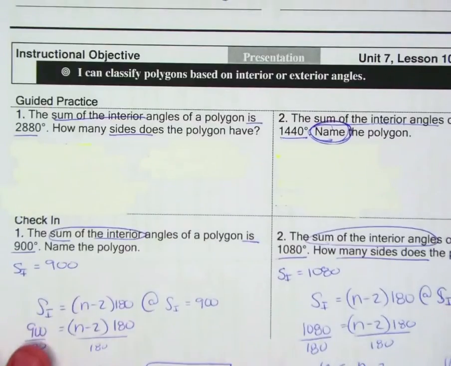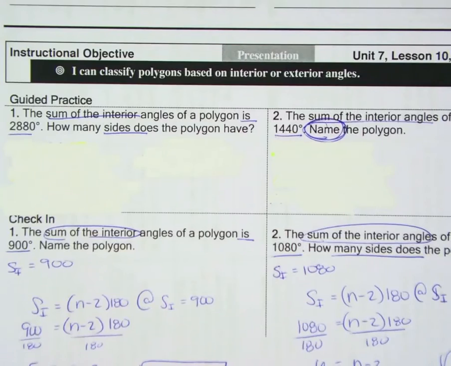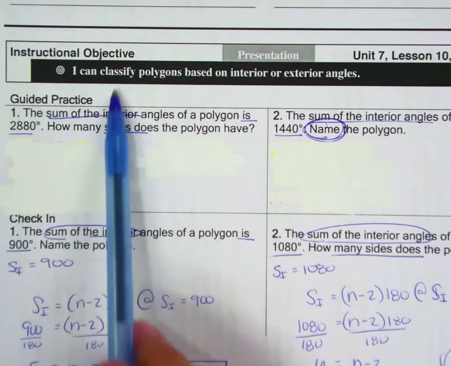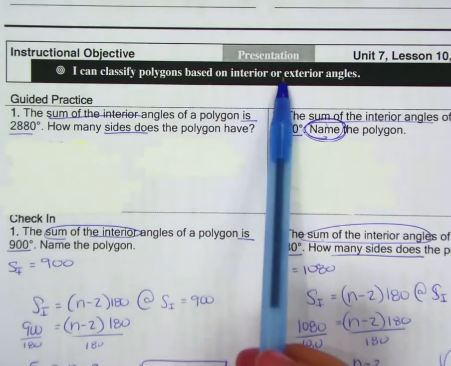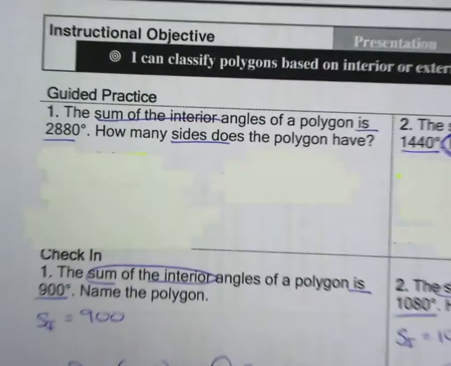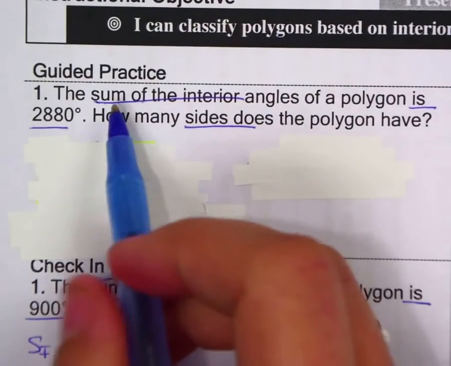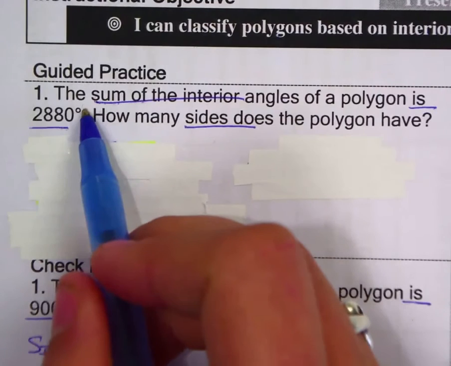Okay, so this is lesson 7.10, which is the very last lesson in unit 7. And we're going to classify polygons based on their interior or exterior angles. You see a little bit of whiteout because I made a mistake the first time I recorded this. Just going to do it again. So we're going to do two examples.